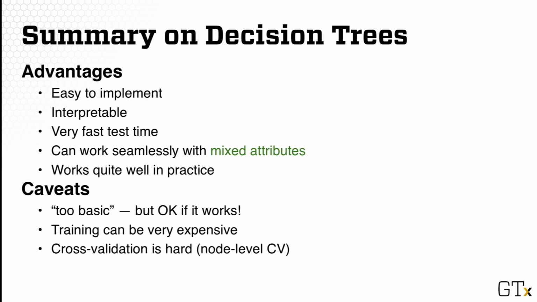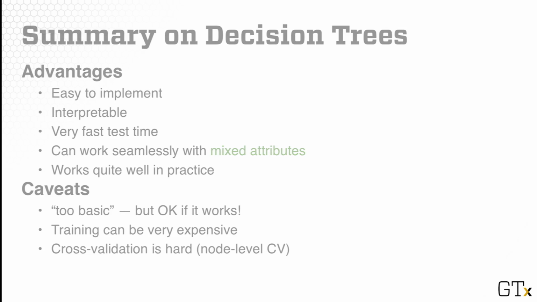Some caveats, though, is sometimes people say it's too basic because it's a set of rules. But in practice, it's actually OK as long as they work really well. Building trees can be expensive because there are a lot of things you need to consider. Let's say it's a split point, which attribute to pick, and so on. And cross-validation can be tricky because you may do something we call node-level cross-validation. So at every stage of building the tree, you need to figure out different parameters, and also you need to do cross-validation at those different node levels.